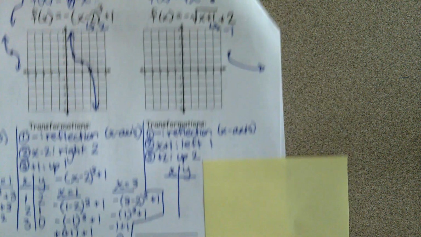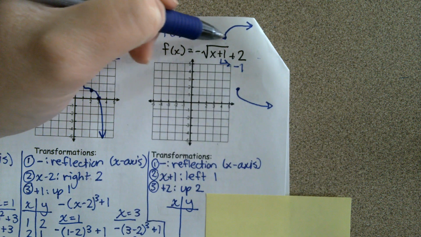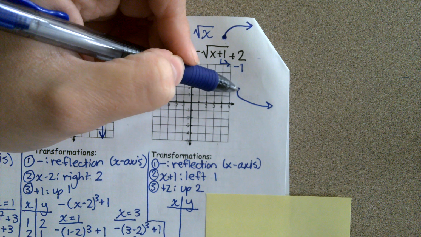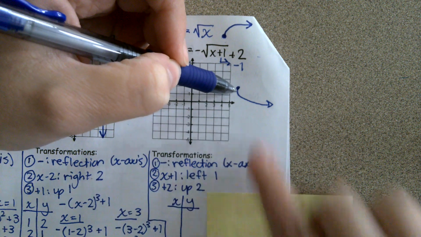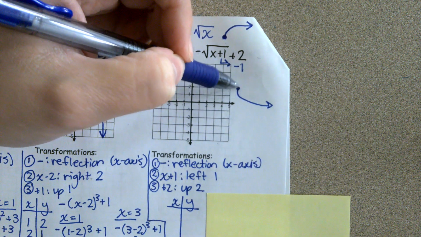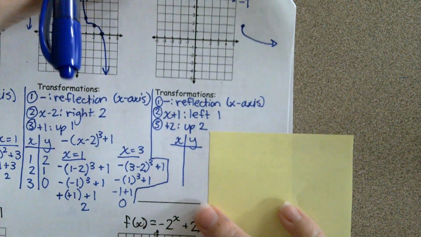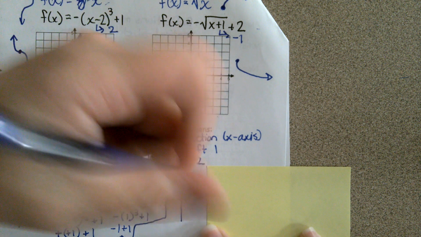Now this time, this vertex is the starting point of my graph. And then every point after that has to come to the right side of it. So I'm going to put this at the top of my t-chart. Negative 1, 2.